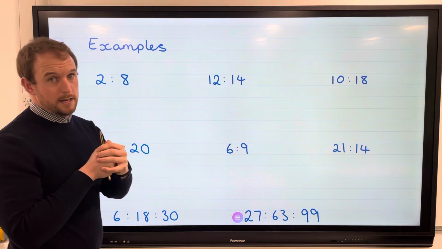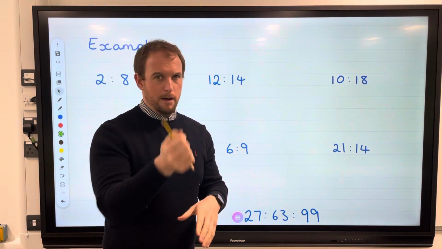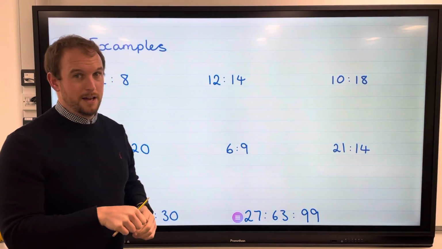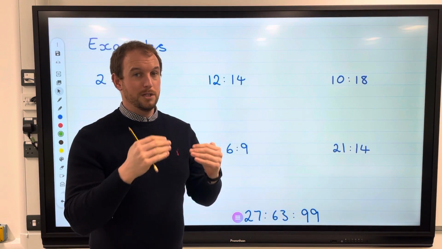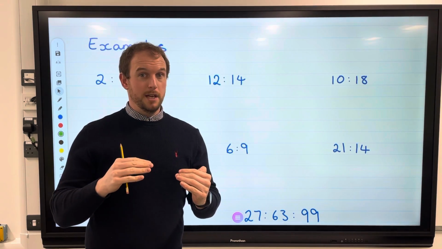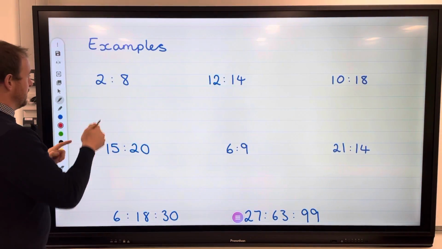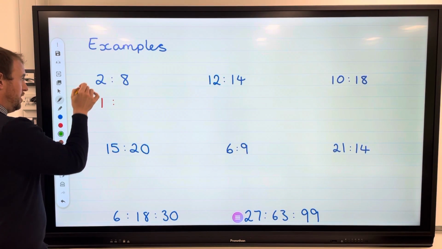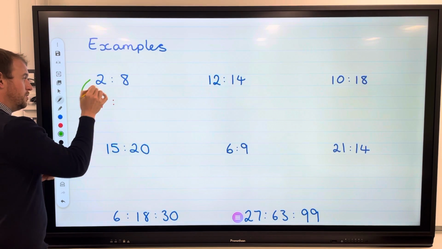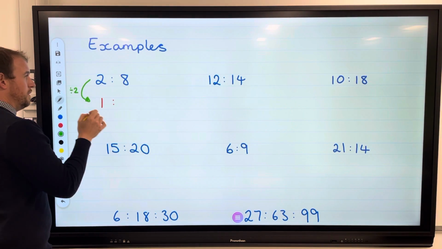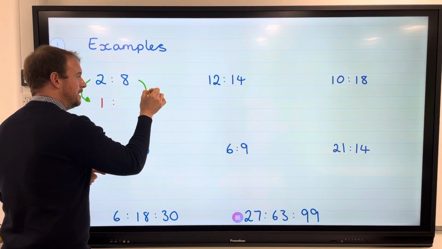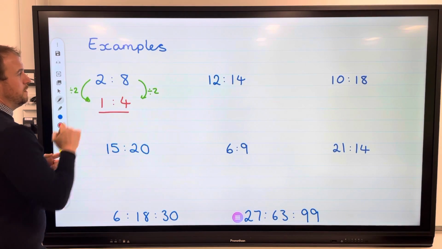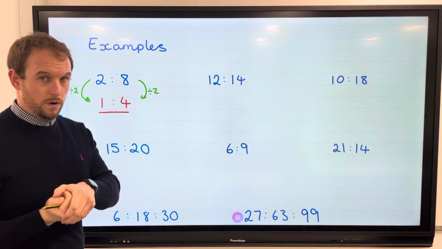I've got 2 to 8. So think, now I've got 2 cups of oats and I've got 8 cups of milk. But I want to simplify this now. I want to make porridge for just me by myself, so I want to make it 1 out of something. Well, to get from 2 to 1, I've divided by 2. So I've got to do exactly the same here. 8 divided by 2 is 4. So 2 to 8 simplified is 1 to 4.